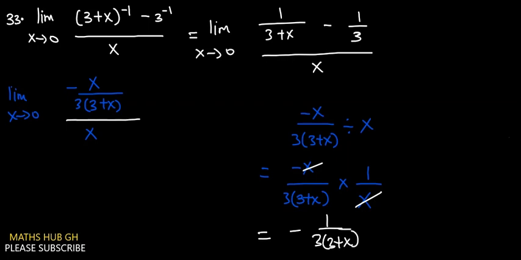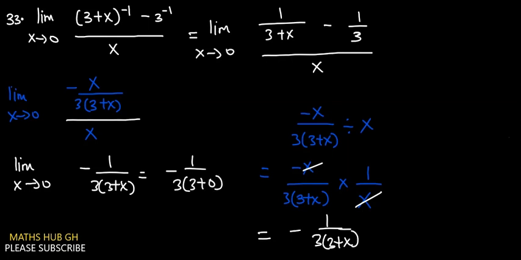Now our expression will become the limit as x approaches 0 for −1 over 3 multiplying (3 + x). So that's just going to give us −1 over 3(3 + 0), which will give us an answer of −1/9. So this will be our answer. Let's take the next example.